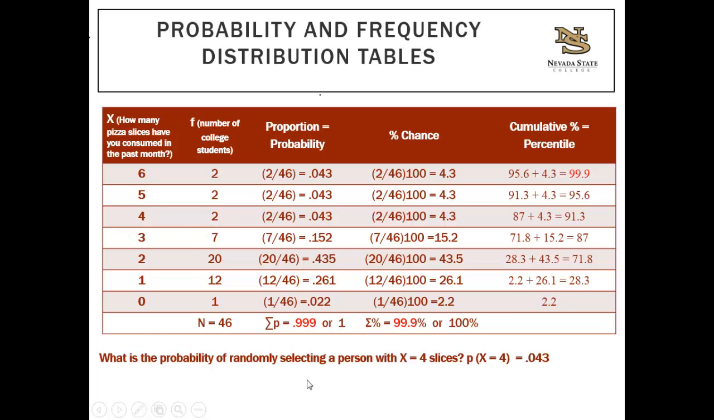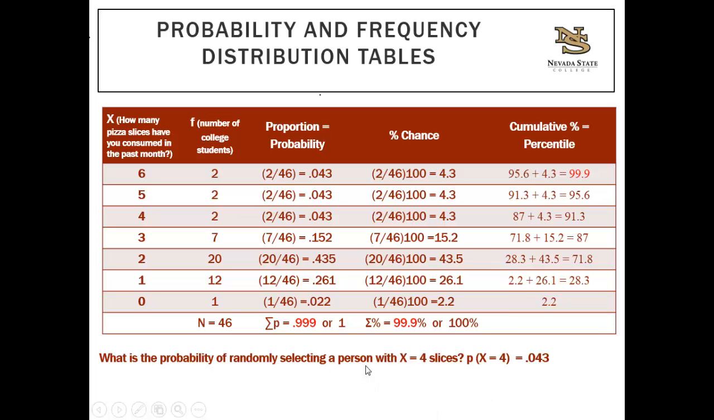So what is the probability of randomly selecting a person who ate 4 pizza slices in the past month? Out of this population, the probability would be 0.043. So you just find 4, go to that probability. You could also say that the proportion of students who ate 4 pizza slices in the past month is 0.043. Or you could say 4.3% of students in this population ate 4 slices of pizza in the past month. Or you could say you have a 4.3% chance of randomly selecting a person from this population who had 4 pizza slices. All those things use that same number. It just depends on the way that you want to state it.